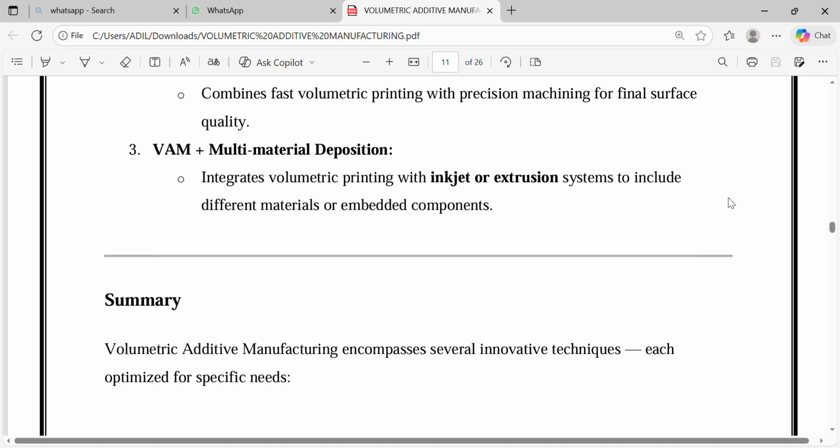In VAM plus multi-material deposition, we integrate volumetric printing with inkjet or extrusion systems to include different materials or embedded components. Printing with inkjet or extrusion is a common bioprinting technique. Inkjet is droplet-based and high-resolution. Extrusion involves continuous flow and versatile materials. Both are used for cell-laden constructs and tissue engineering.